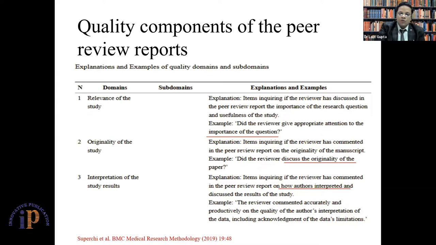So, what are the quality components of peer review reports? We will come to a discussion of this in the later part of today's series, but you should know that a good review should be relevant to the study. The reviewer should see the importance of the question asked in the manuscript and the originality of the paper presented for review, and how authors interpret the results of the study, which is the aim and objective of the manuscript.